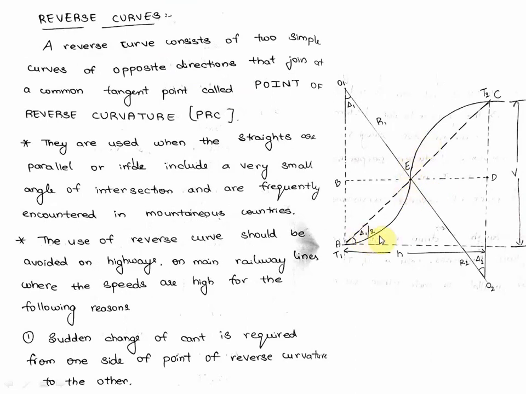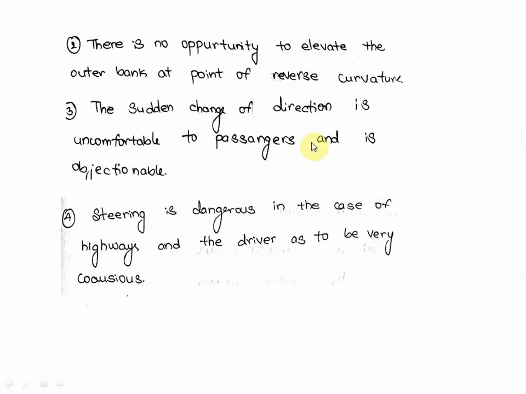Super elevation is mostly provided at the outer edge. When you are going to change the direction, at that time this will be your outer edge. So at this point you can't provide the super elevation. That's why it is difficult. And the sudden change of direction is uncomfortable to passengers and is objectionable.